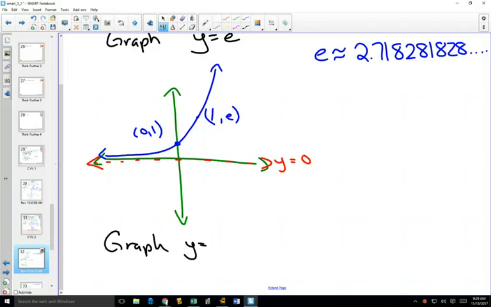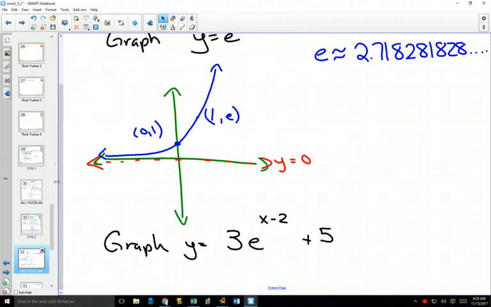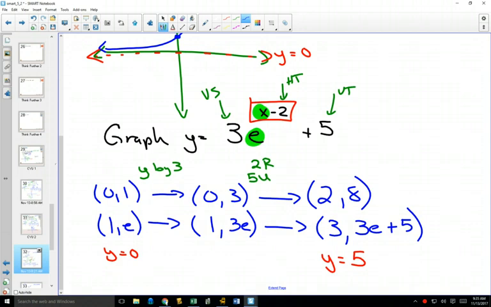And this is our last question for the day. I'd like you to graph 3e to the x minus 2 plus 5. So that's what happens after we've changed our points. We've multiplied our y values by 3. We've moved 2 to the right and 5 up.